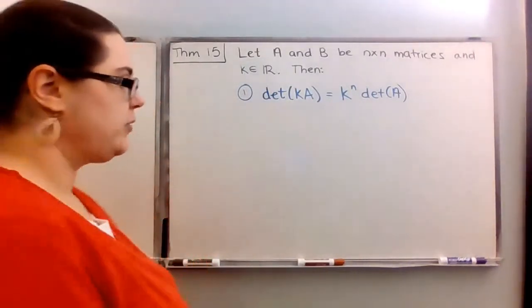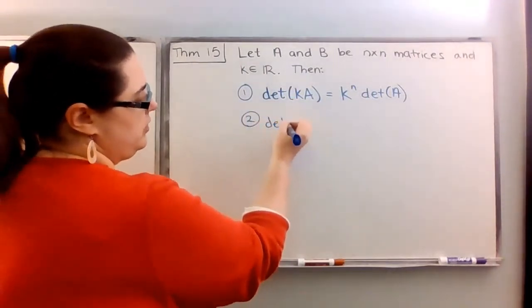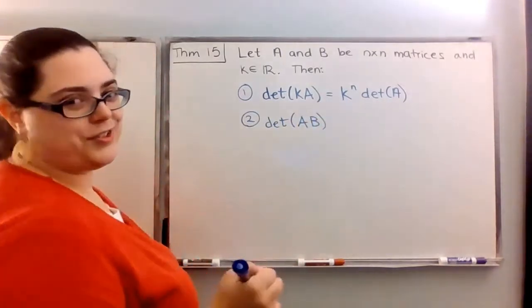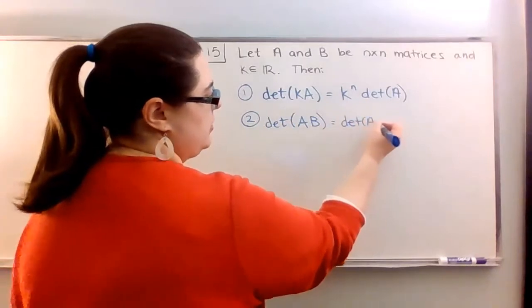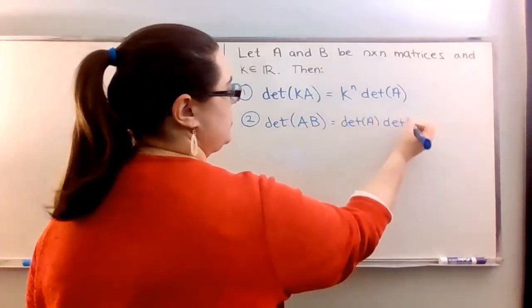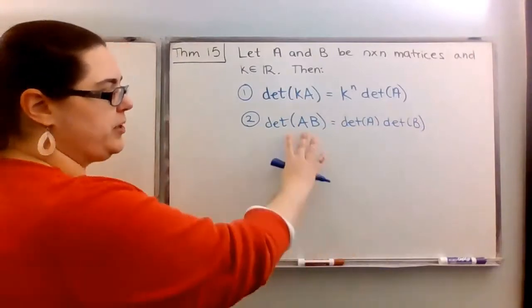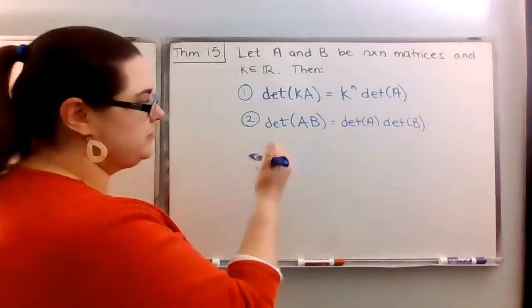For our second property, suppose I want to find the determinant of the product AB. Good news here, that's the same as the determinant of A times the determinant of B. So if I want to find the determinant of a product, I can just find the product of the determinants, easy peasy.